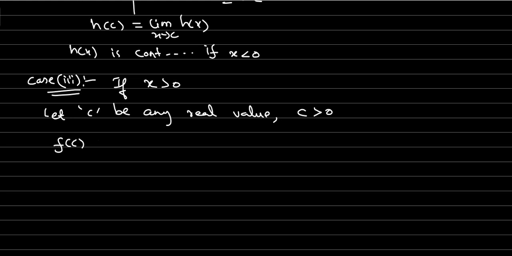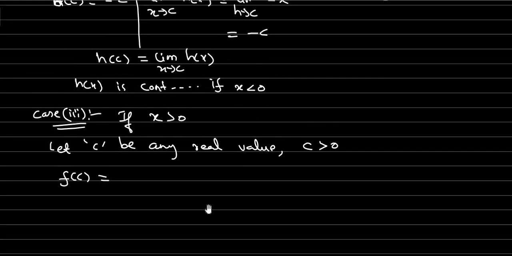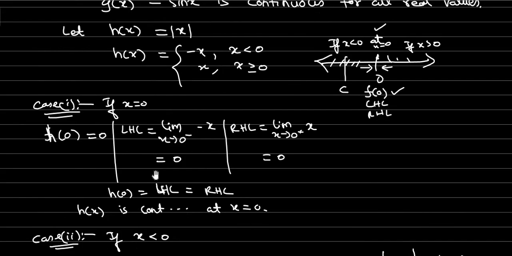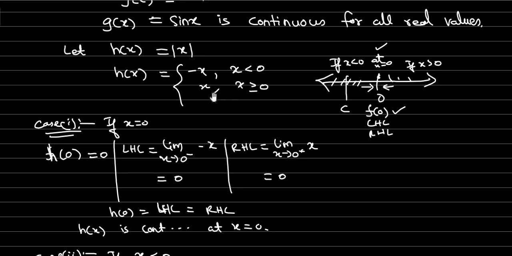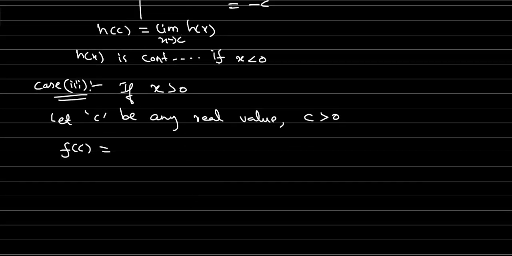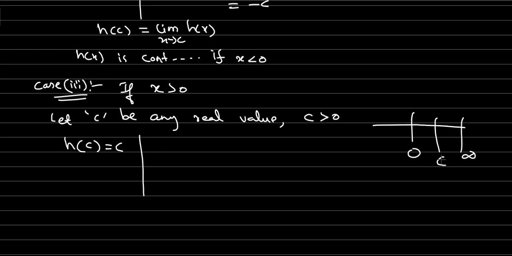Now, f of c. What is c here? C is greater than 0. If it is greater than 0, we have to take the positive function, that is x. So here we have h of x: if c is greater than 0, the positive function x is taken, so h of x equals x, and then h of c will be c. Here c is greater than 0, right?